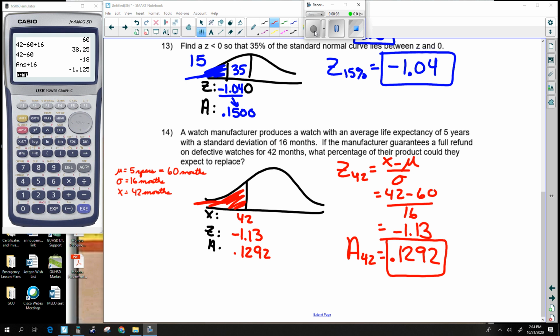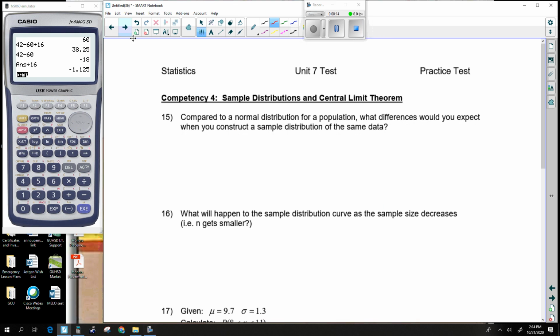Okay, welcome back to the second part of this review. We are going to continue on with competencies 4 and 5. So let's go ahead and get this ball rolling.